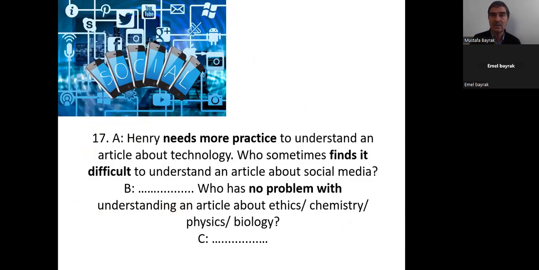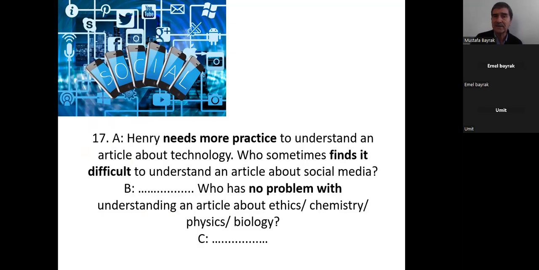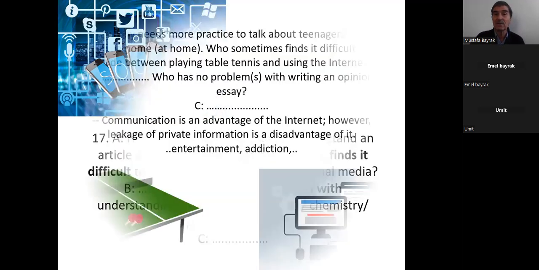17. Henry needs more practice to understand an article about technology. Who sometimes finds it difficult to understand an article about social media? Ahmed, yes, sometimes finds it difficult. Find something difficult. Find something beautiful. Find something adjective, okay? Ahmed finds it difficult to understand an article about social media. Who has no problem with understanding an article about ethics, chemistry, physics, and biology? Yasemin has no problem with understanding an article about ethics, chemistry, physics, and biology. So, has no problem with something, with doing something, okay? I hope we have no problem with acquiring English step by step. Okay, level by level.